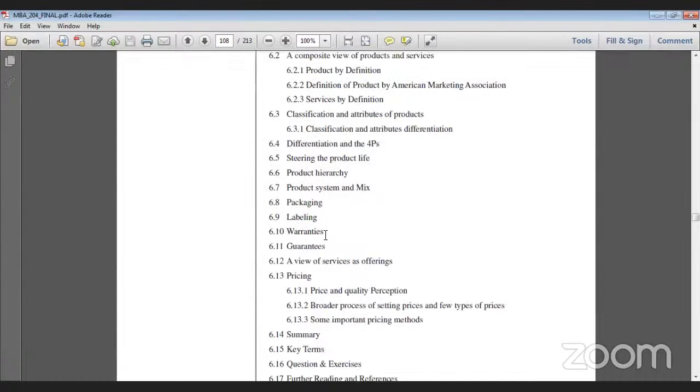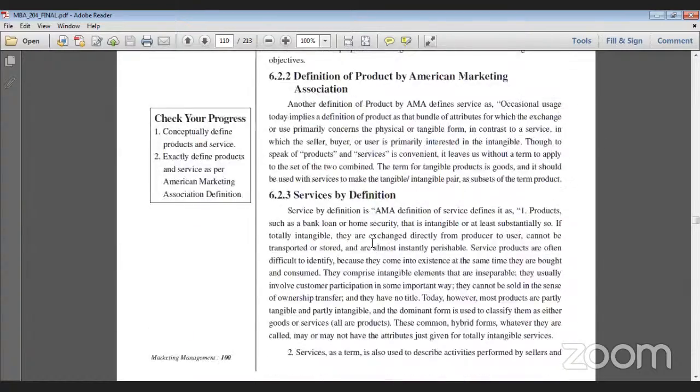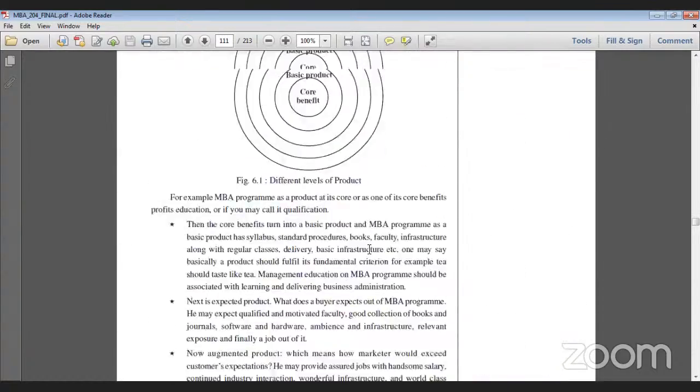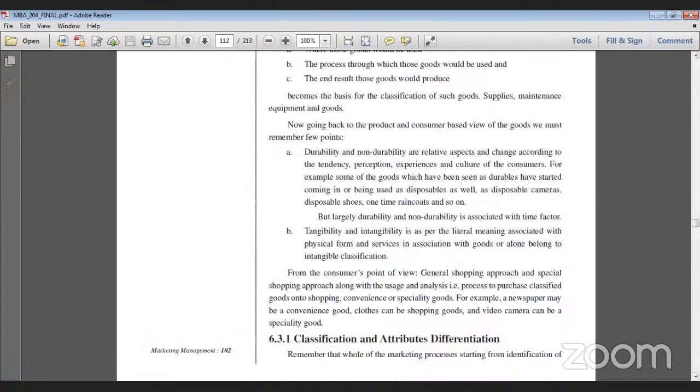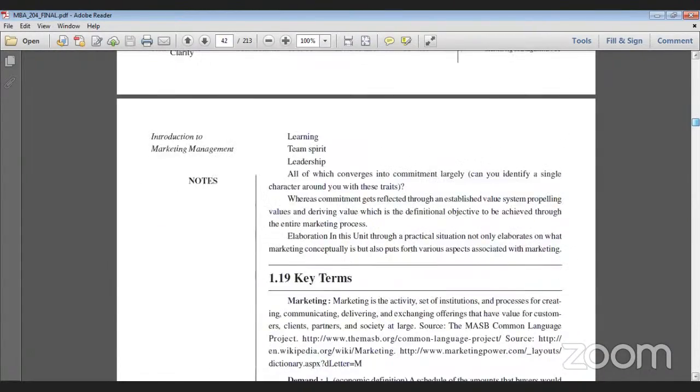We are also going to discuss shaping the market offering. Definitely, there are a lot of concepts available over here, such as packaging, labeling, warranty, guarantees. These are the important aspects, and we are going to see all of them in the upcoming lecture. So stay tuned to the lecture in the next upcoming days. We are going to discuss the important aspects.